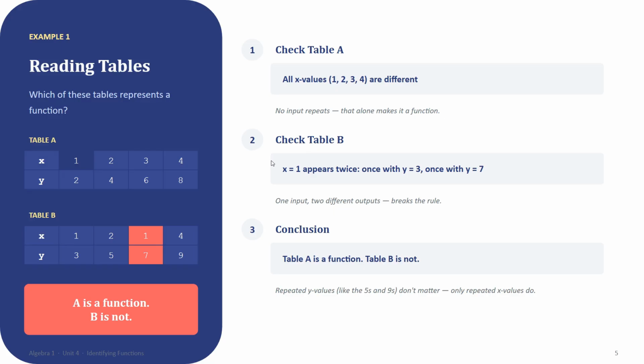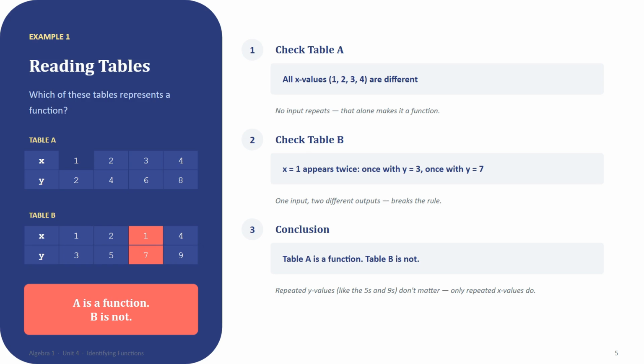Example 1. Reading tables. Which of these tables represent a function? Table A is 1 to 2, 2 to 4, 3 to 6, and 4 to 8. Table B is 1 to 3, 2 to 5, 1 to 7, and 4 to 9.